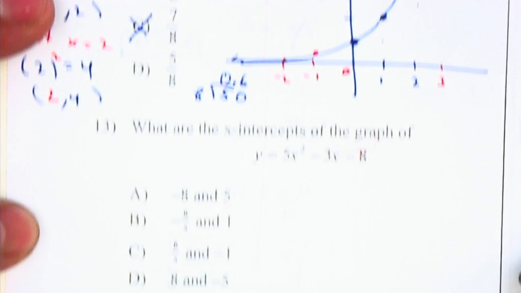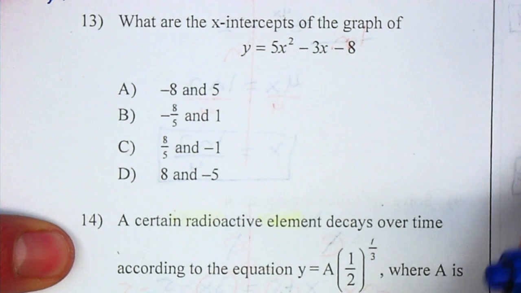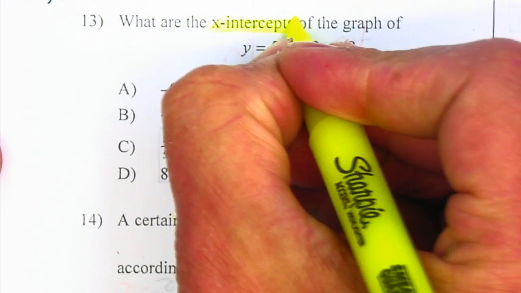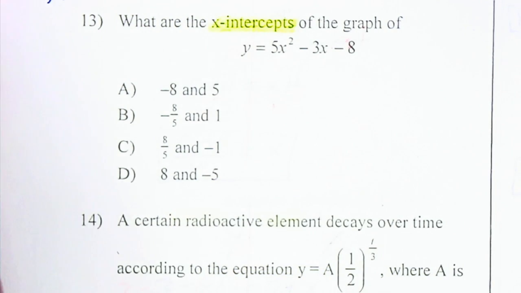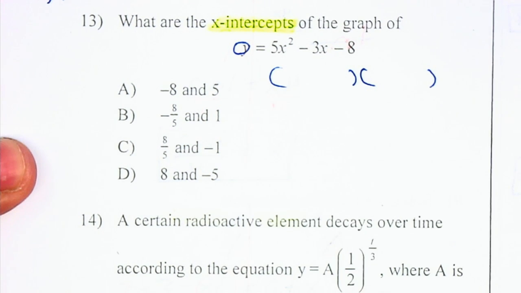Problem number 13. What are the x-intercepts of the graph? So we're looking for the x-intercepts. To find the x-intercept, you're going to let y equal 0, and then you're going to factor it out.